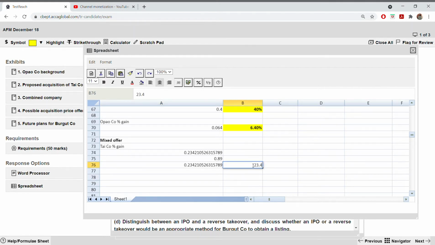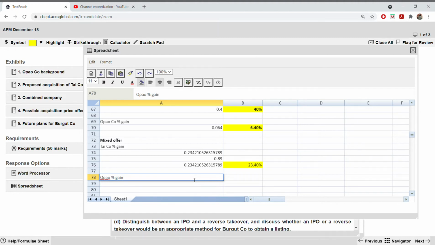Okay, if the percentage sign is not there, you have to put the percentage sign by yourself, and highlight the cell. Now one more is left, which is the Oppo company's percentage gain. That's it, and then we are over with all the calculations.